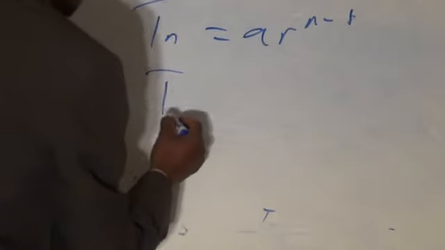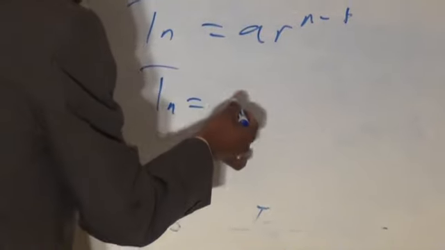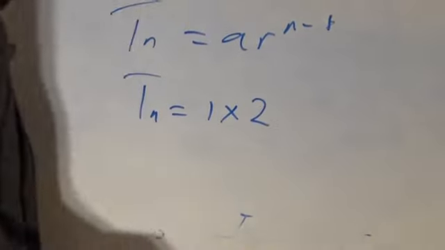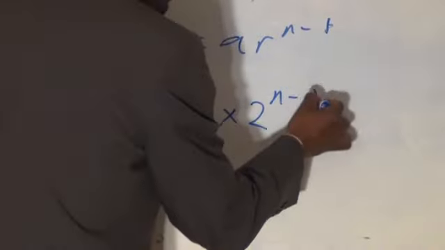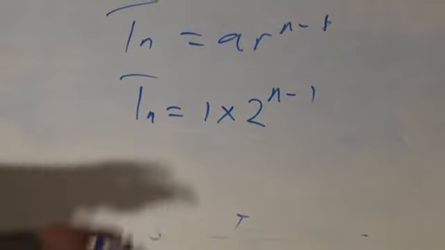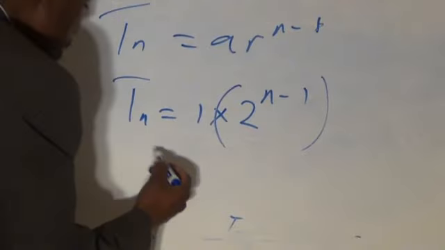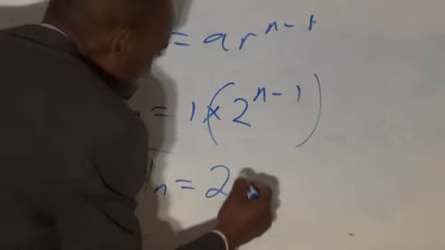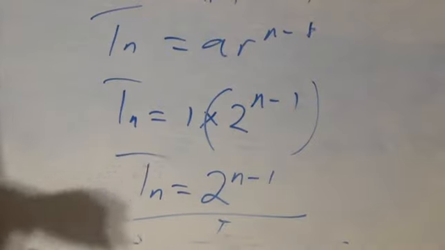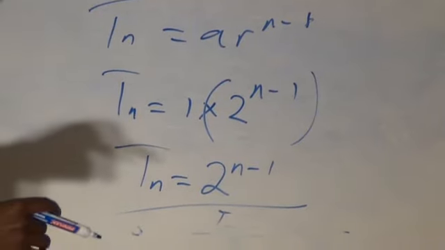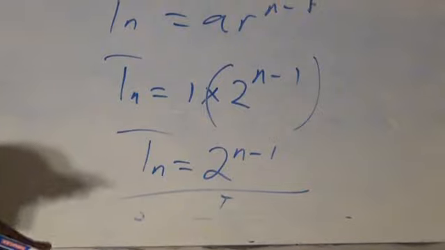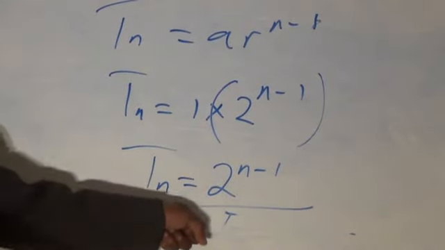So Tn is going to be a, which we know is 1, times r, but we know that r is equal to 2, then n minus 1. We don't know n. 1 times 2 to the power n minus 1 is exactly the same as 2 to the power n minus 1. So for this particular sequence, the terms will be defined by that.